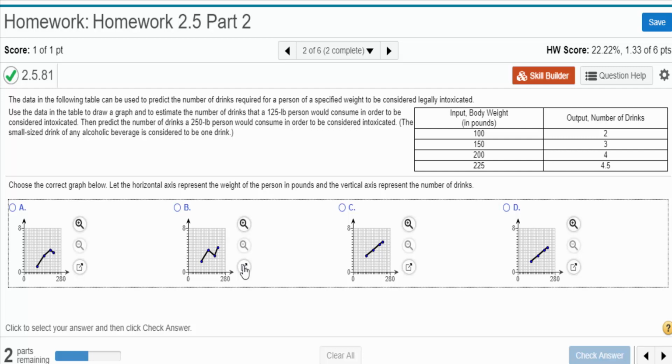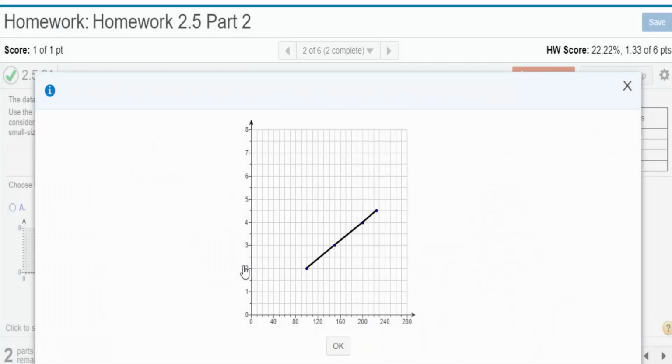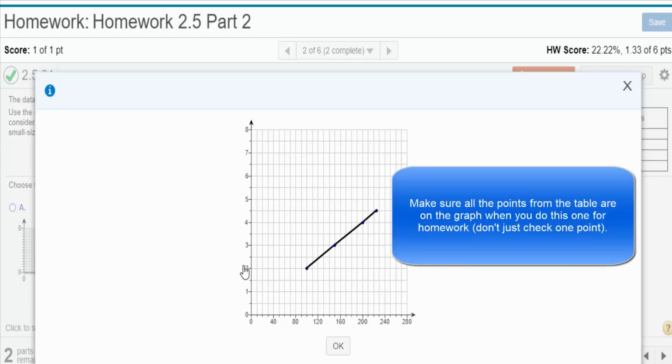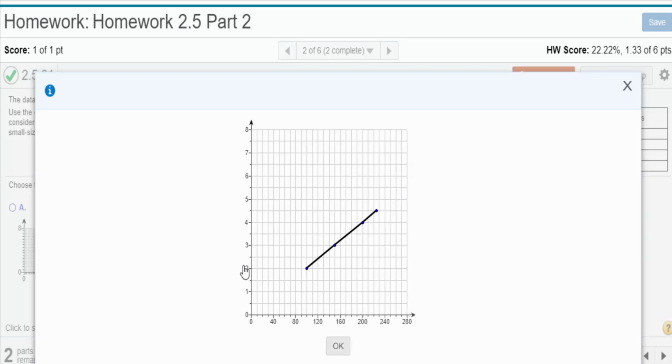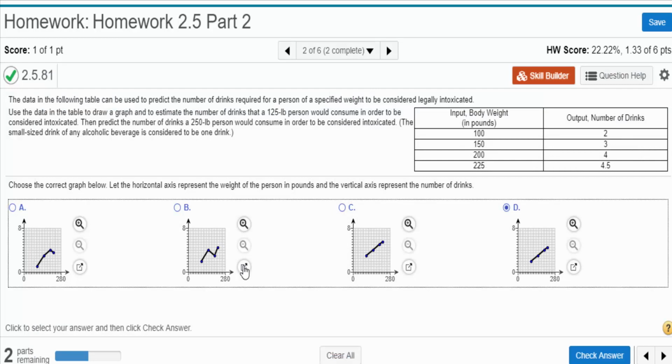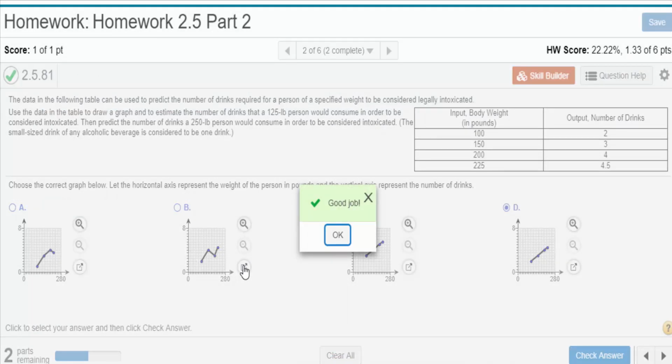Now, in the problem that you get, the actual correct answer could be a different letter. But it looks to me like it's probably going to be D. Let's see, we know an input of 100 goes to an output of 2. So the point 100 comma 2 would be on the graph. Okay, look, on the horizontal axis, it's going by tens. How do I know that? 10, 20, 30, 40, that fits. So this must be 100 right here, and it goes up to 2. So weight of 100 corresponds to 2 drinks to be legally intoxicated. Okay, so it's looking like D is my answer, so I select D, check the answer. Hey, I did a good job.